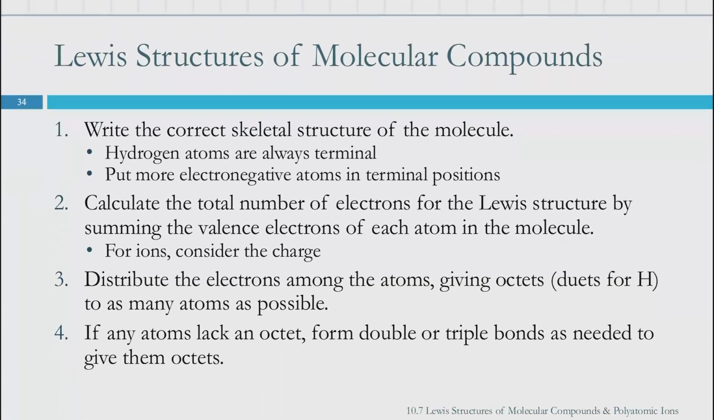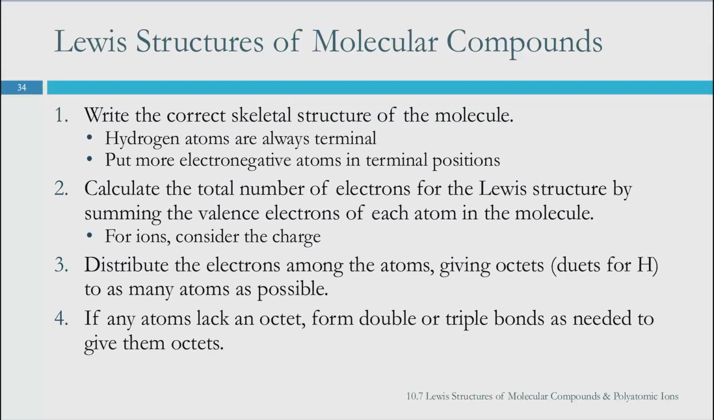Here are the steps for making a Lewis structure for a molecular compound. We did Lewis structures for ionic compounds. Molecular compounds is what we're more concerned with, and so here's our 4 steps. Step 1, you need to write the correct skeletal structure of the molecules. What is a skeleton? Does a skeleton have flesh on it? Like the classroom one that they roll in, like the spooky, scary skeletons dance. It doesn't have flesh on it, right? It's just the bare bones.